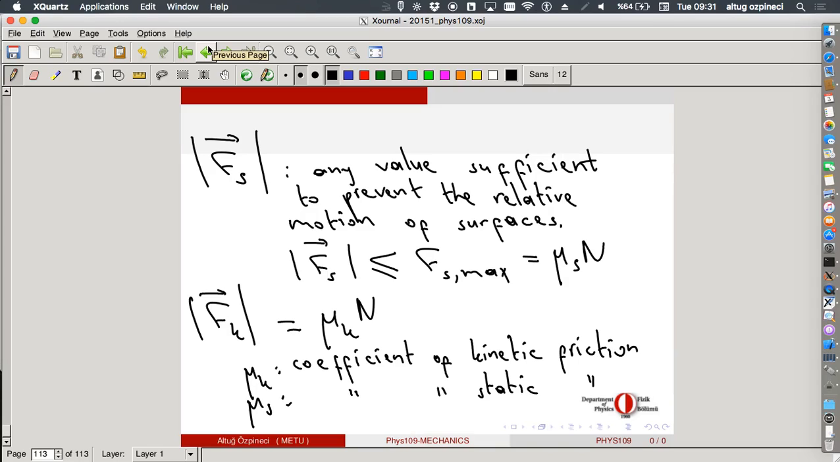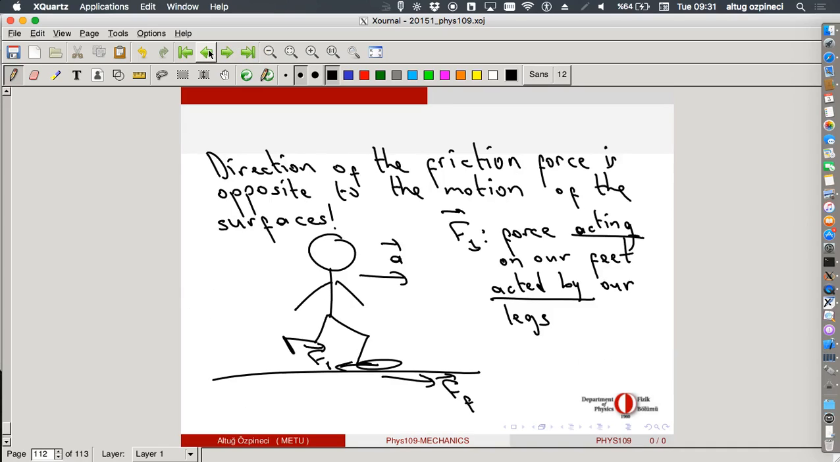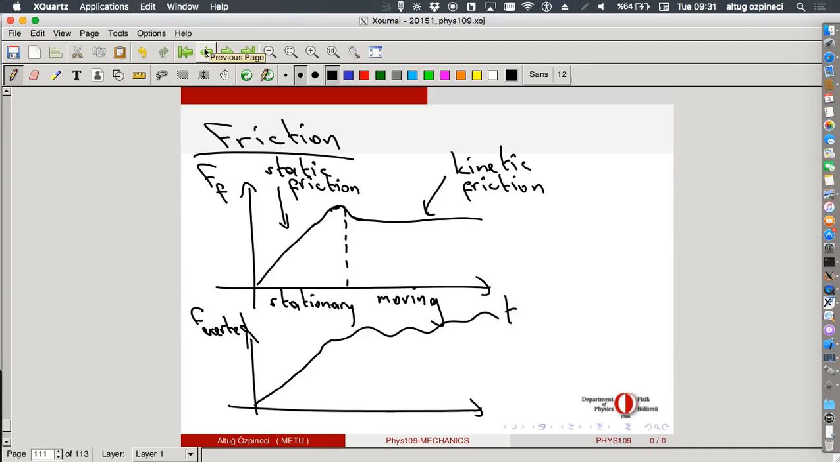Now we will see, for example, that the drag force is also a kind of friction force, and in that case this doesn't hold. This only holds for friction between two solid surfaces. Observation. Experiment.